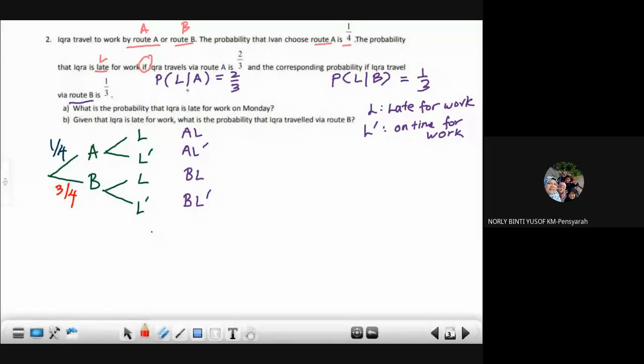Okay, and then given already conditional probability of L given A. So itu kat sini sebenarnya. Betul tak? L given A is here. So itulah nilai yang you patut letak, iaitu 2/3. Sini 2/3. Okay, kalau you nak letak dia punya conditional probability, ini adalah sebenarnya untuk L given A.